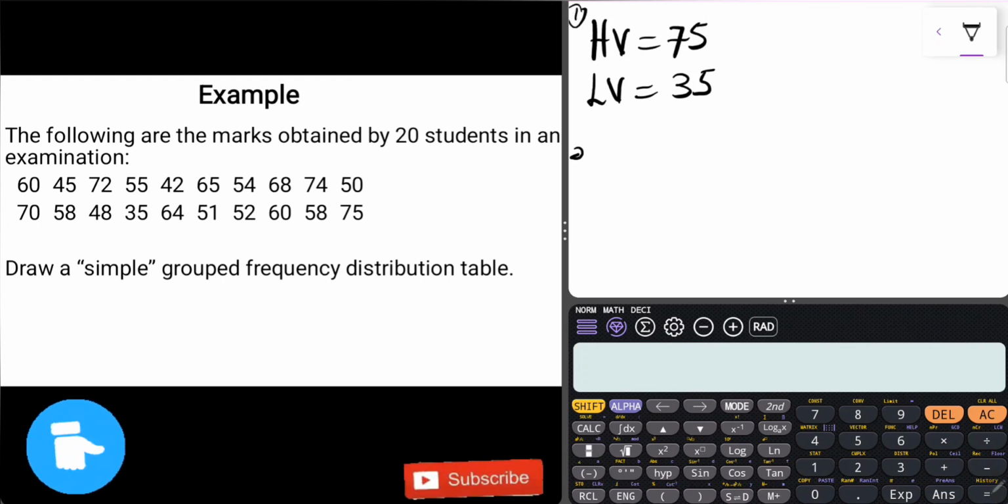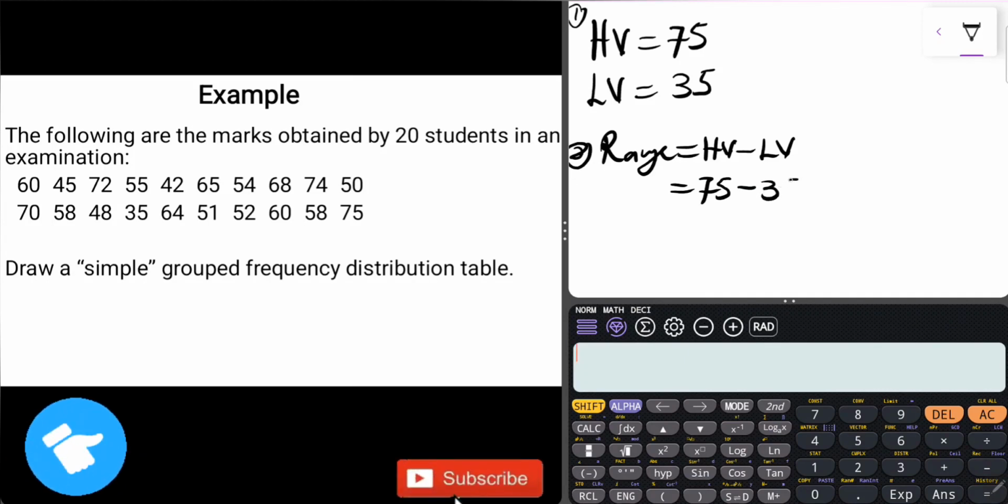So the second step, to find the range, we said the range is equal to the highest value minus the lowest value. And we know the highest value in this case was 75, and the lowest value was 35. So what is the difference between 75 and 35? We're going to have here 75 minus 35, and that should fetch us 40. So the range is 40. That's the second step.